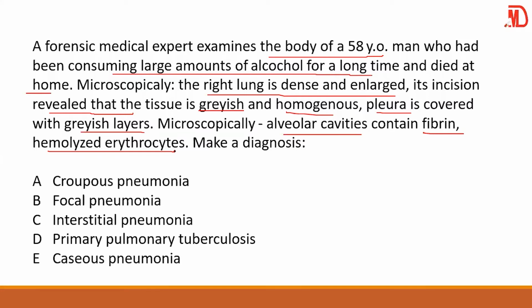Then the third stage, we have the gray hepatization. Over here we have the pleura covered with a grayish layer, which is gray hepatization, where the red cells disintegrate with persistence of neutrophils and fibrin. Over here it contains fibrin. So this means that the red hepatization is giving way for gray hepatization.